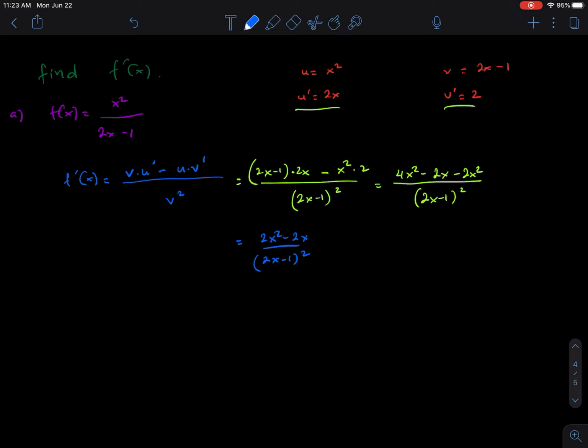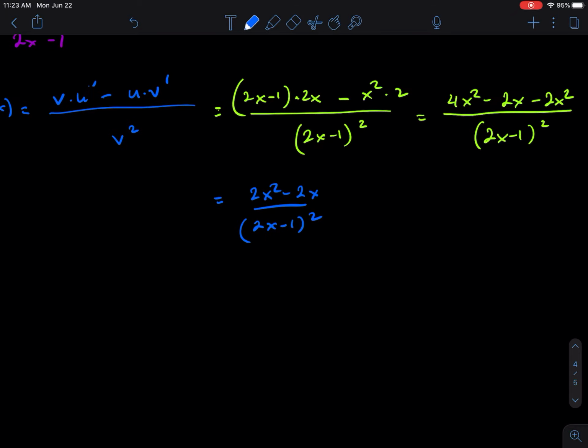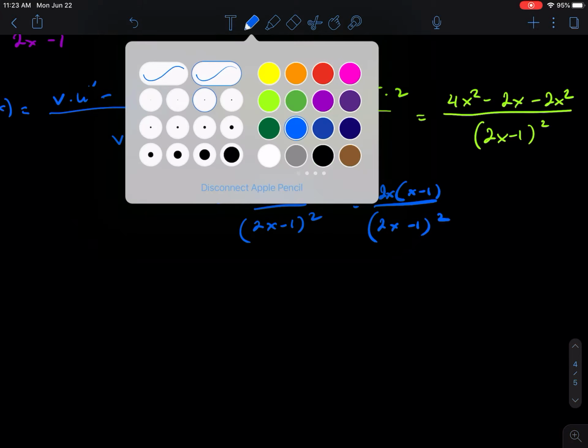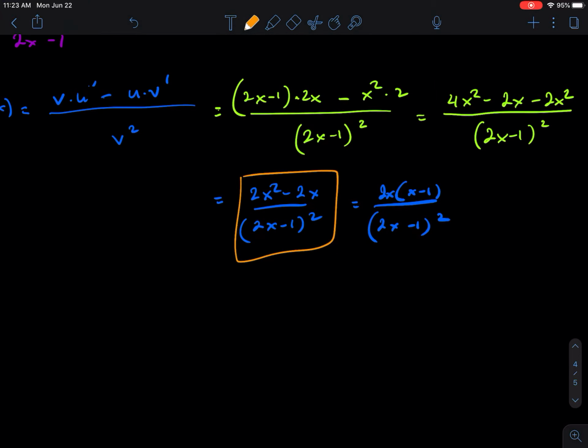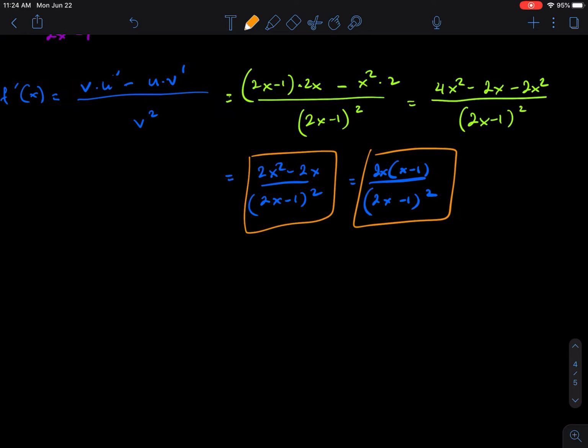If we were to factor out a 2x on the numerator, then if there's a common factor in the denominator, we cancel it out. But in this case, there's nothing to cancel. If you factor out 2x there, we get x minus 1, and nothing really cancels out. So we'll just leave the answer as it is. Either you leave it in this form or in that form, it doesn't matter. Okay, all right, let's do another one.